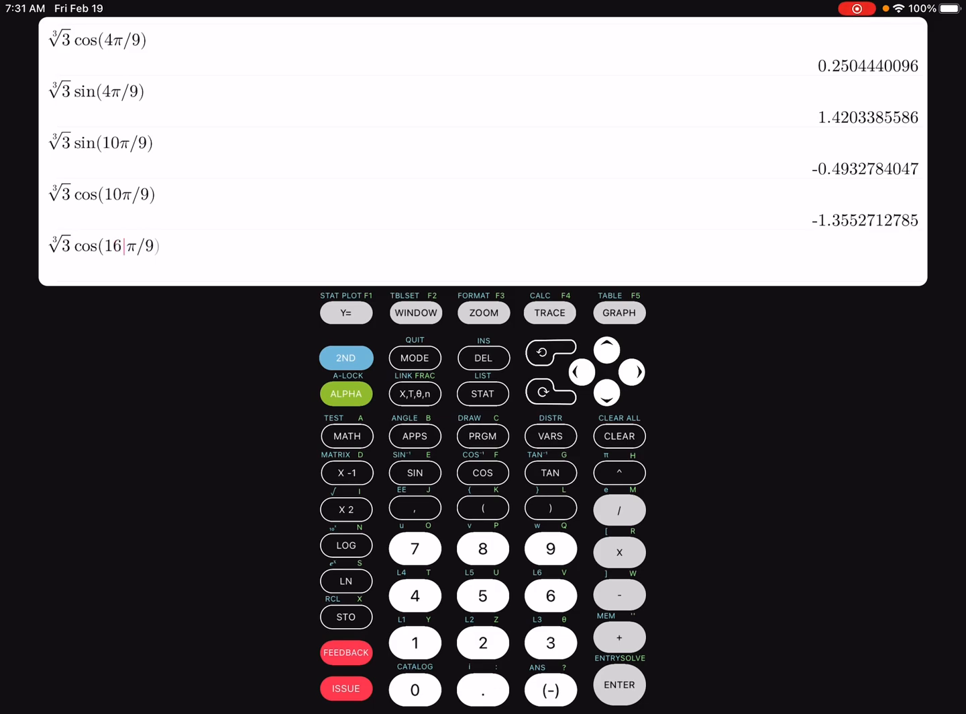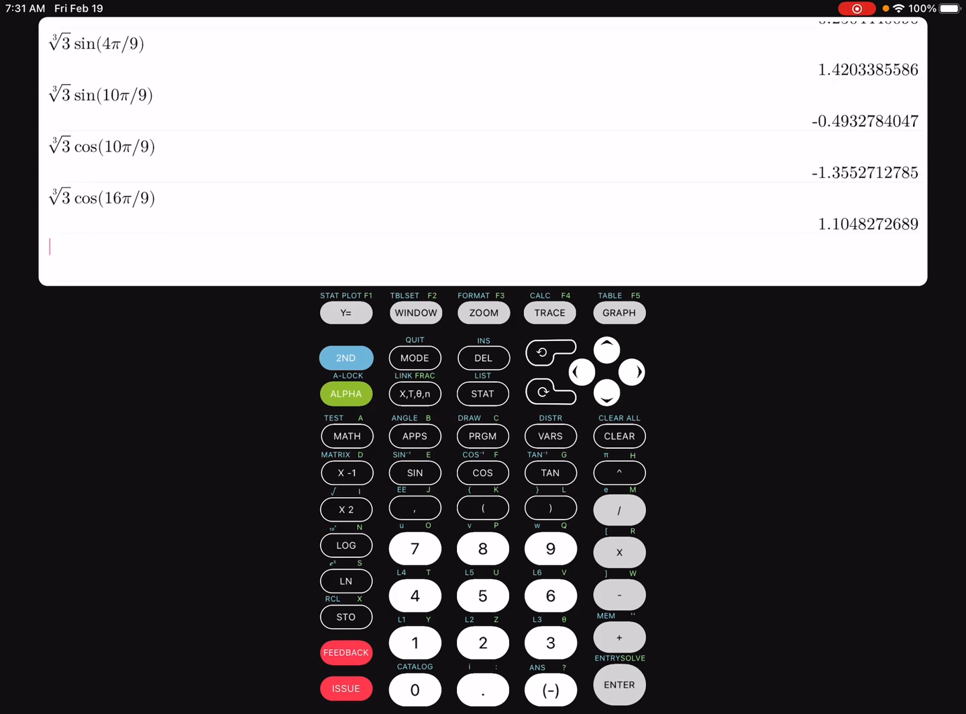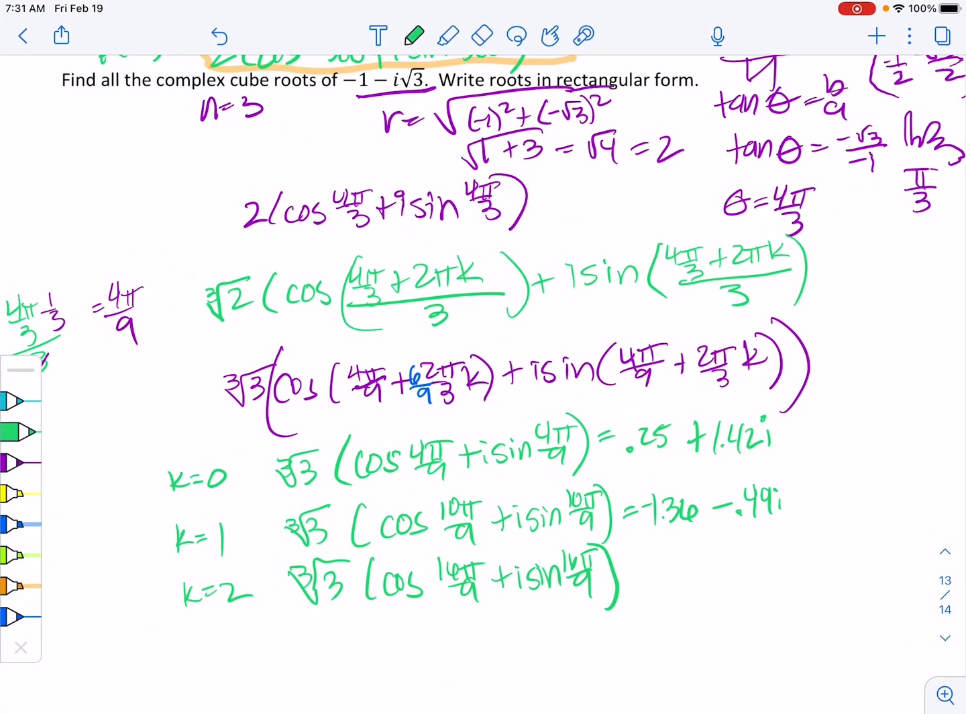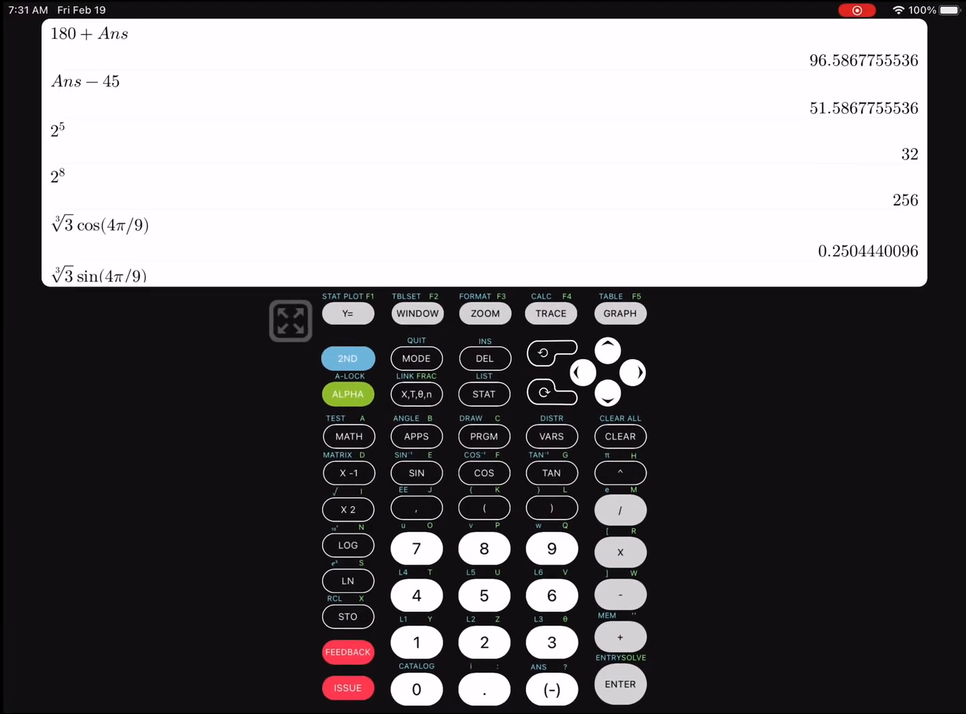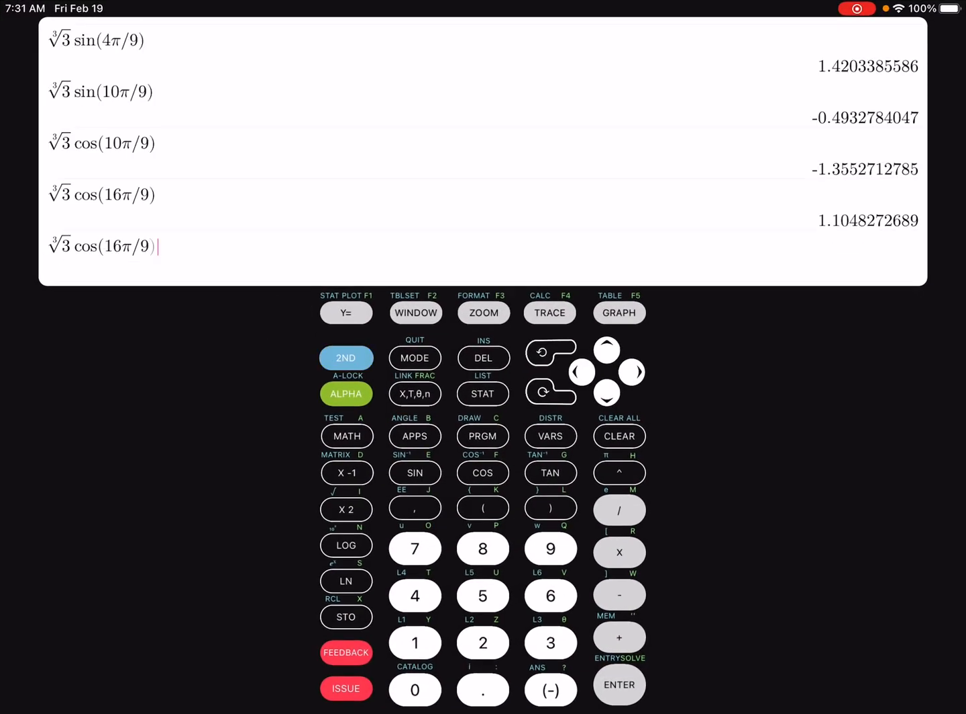Your delete button is 2 to the right of the second button, and that will delete a character. If you need to insert something so that it doesn't erase over it, you do second and then the delete, and then it will insert it without writing over what you have on your calculator. So 16 pi ninths gives us 1.1, and that was the cosine one. And then we're going to do the same thing, but times sine.